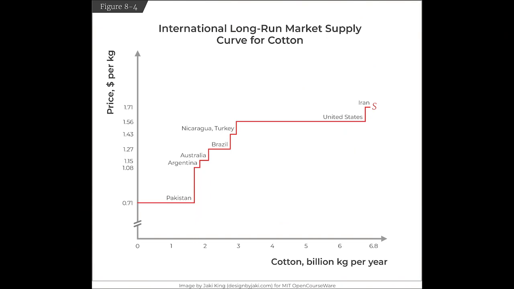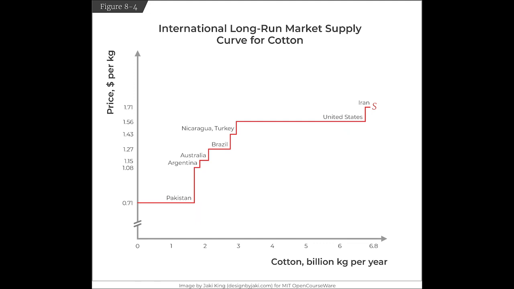This is from estimates that people have made of the minimum average cost of producing cotton by country. This is old now, but it doesn't matter. The country names don't matter. The example is what matters. In the period of time this study was done, the cheapest place to produce cotton was Pakistan. You produce cotton in Pakistan for 71 cents per, I don't know, kilogram. 71 cents per kilogram.